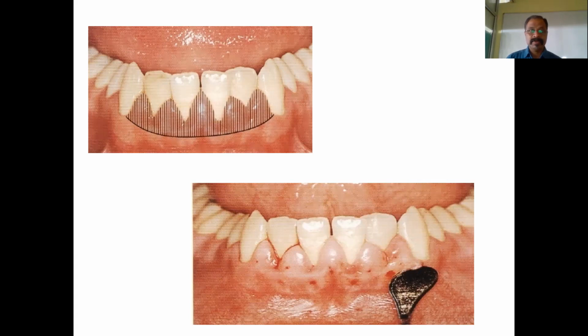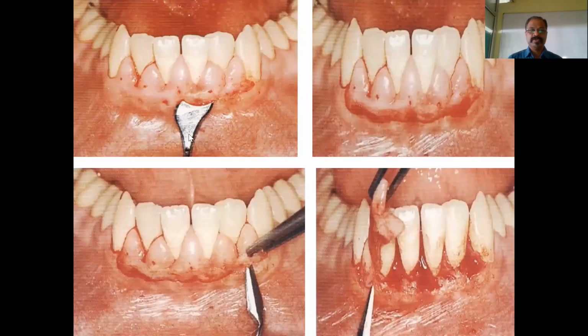You're going to use something called an external bevel incision. In the excisional new attachment procedure, you used an internal bevel incision. For a gingivectomy procedure, the incision used is always an external bevel incision oriented at a 45-degree angulation. So you take a Kirkland knife, orient it at 45 degrees, use a continuous or discontinuous incision, and remove this entire tissue.